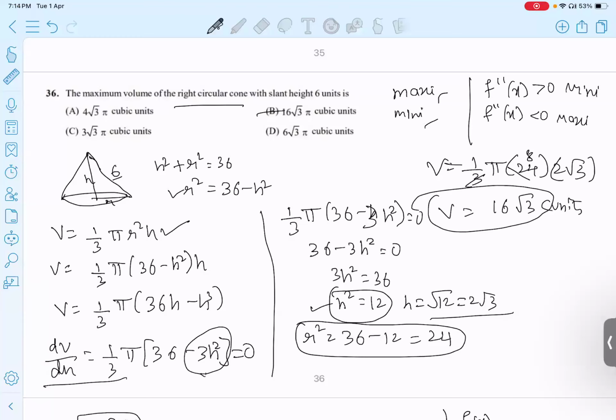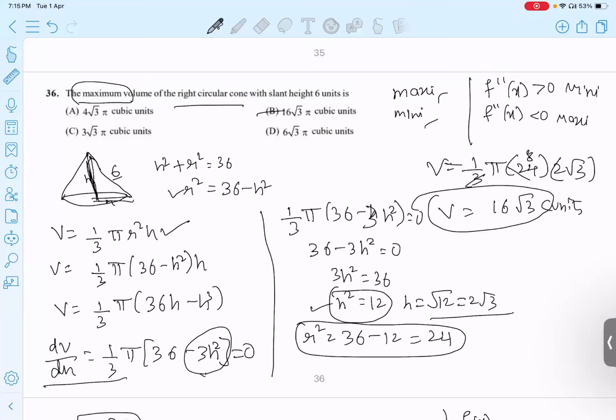Obviously, at this particular point, plus or minus will be there. One will be positive, one will be negative. Since the length cannot be negative, we will go for positive only. So no need to waste time on whether it is a maxima or minima. Okay, so we'll not concentrate that much on maxima and minima.